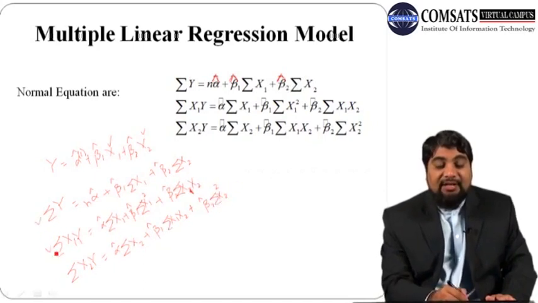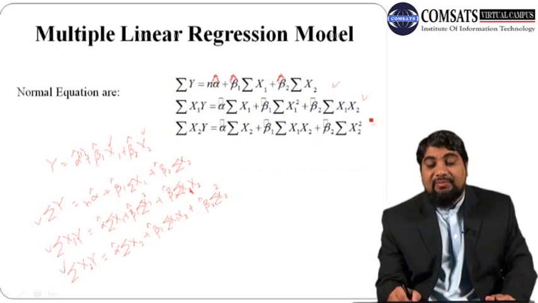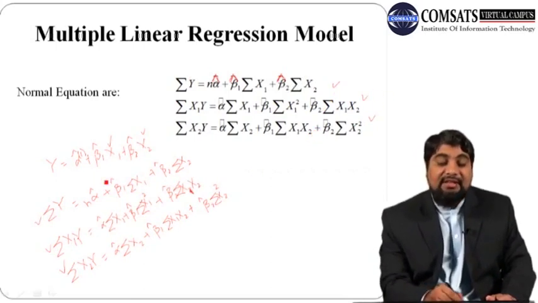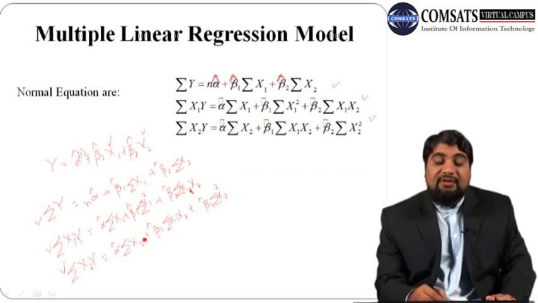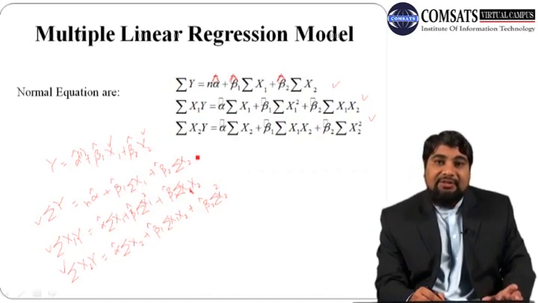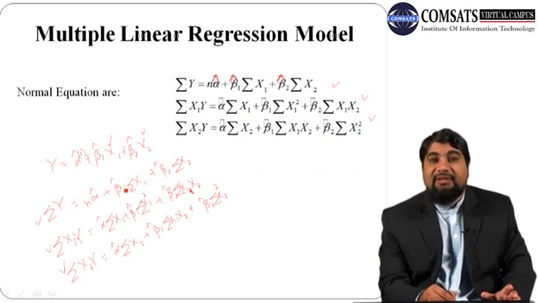So you can see that we get the same 3 equations. This is how we can construct normal equations. Now, in order to solve these normal equations, there are several methods to solve this, one using matrices. These are quite complicated, but I'm just giving you an intuitive idea on how to solve these 3 equations simultaneously in order to get alpha hat, beta 1 hat and beta 2 hat.